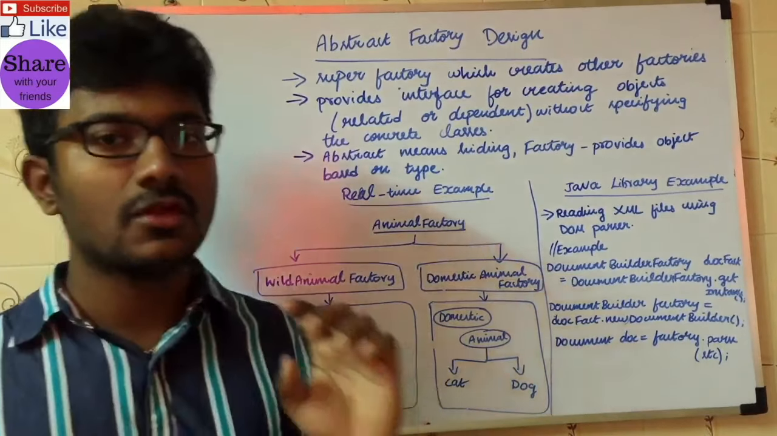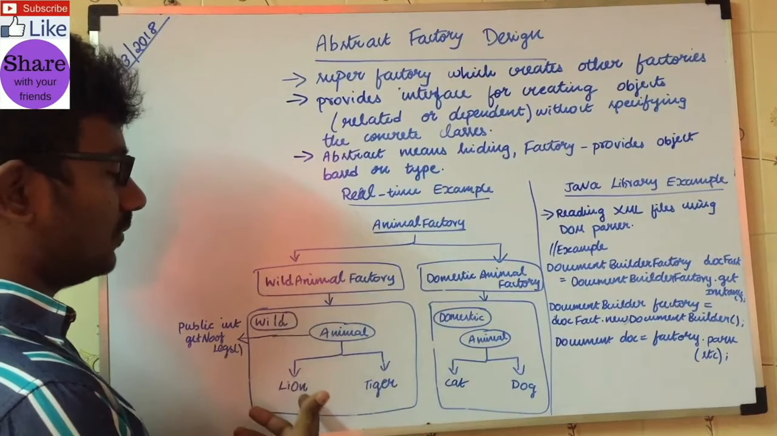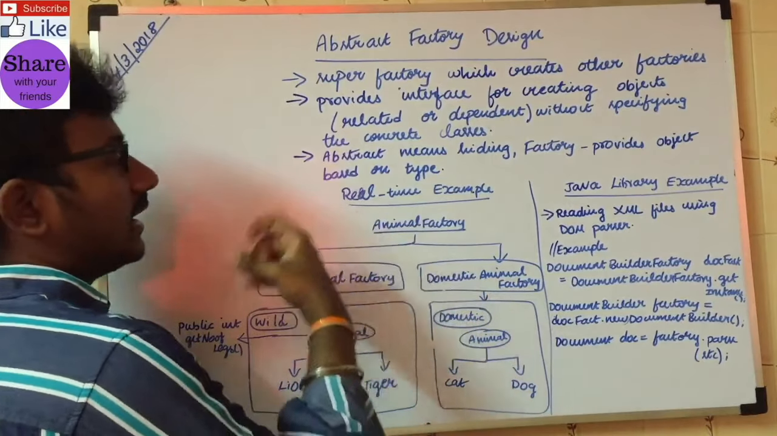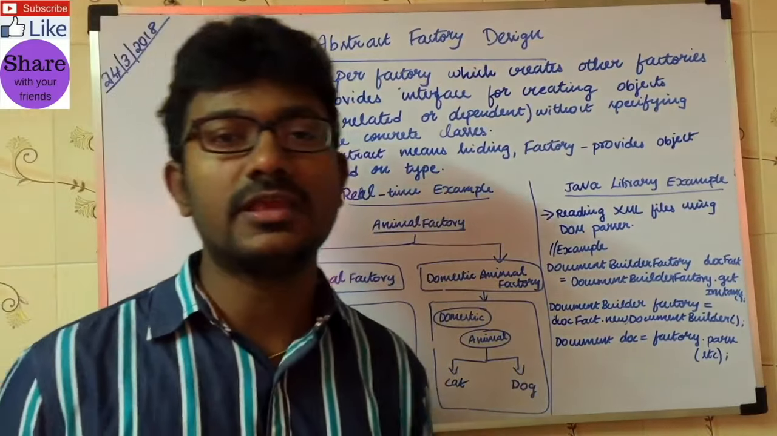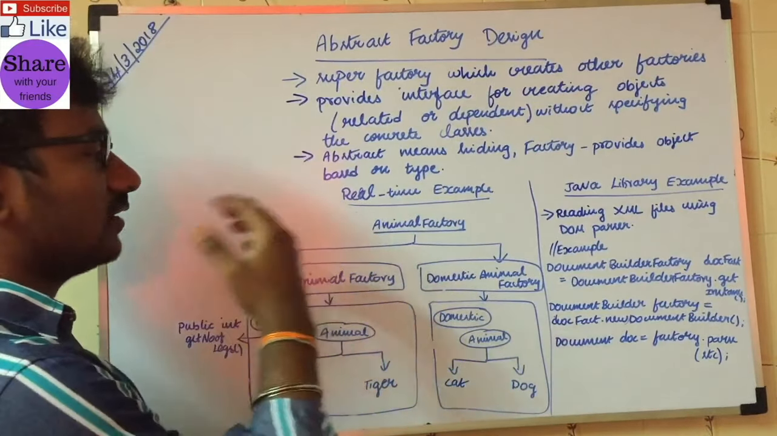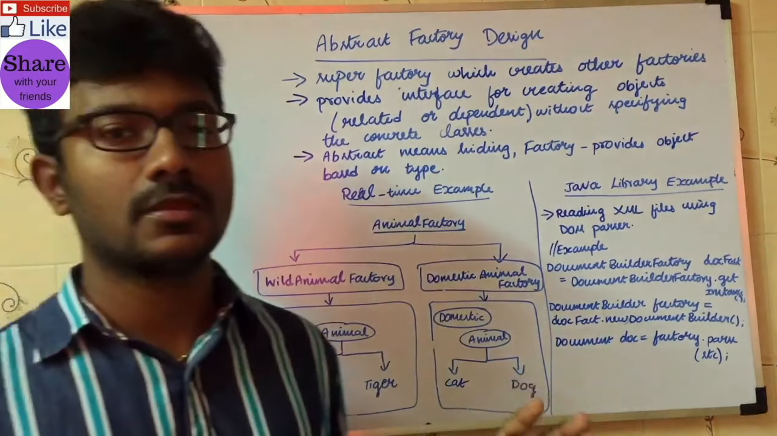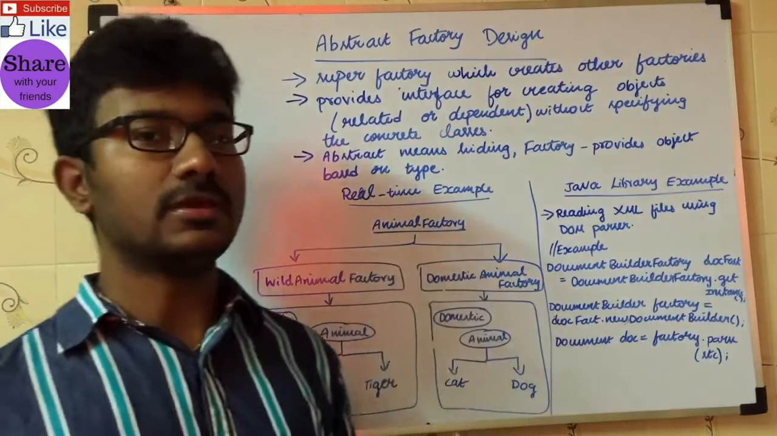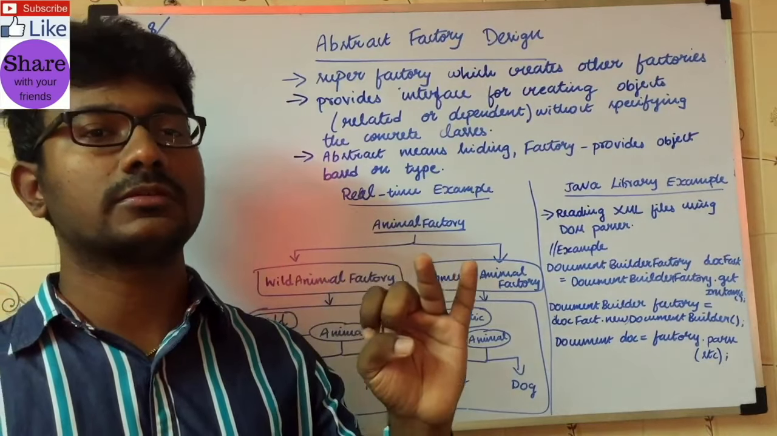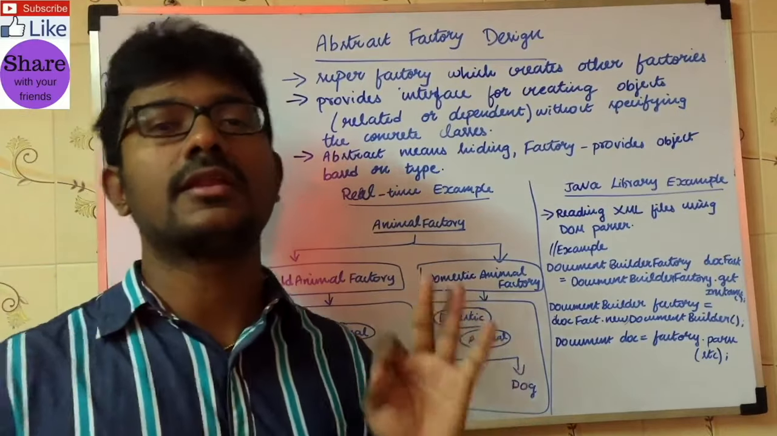So the requirements are 4 legs and 50 kg. The appropriate object would be lion or tiger, it depends. These two factories will be managed by the animal factory. So the animal factory is the abstract one to the outside world. The outside world doesn't know whether there's a wild animal factory or domestic animal factory. It's very abstract. So the requirements for this animal factory would be, first, I need a wild animal, and then the number of legs should be 4, and the weight of that animal should be less than 100 kg.